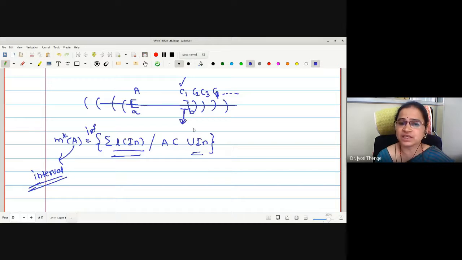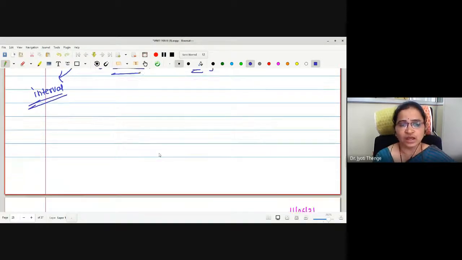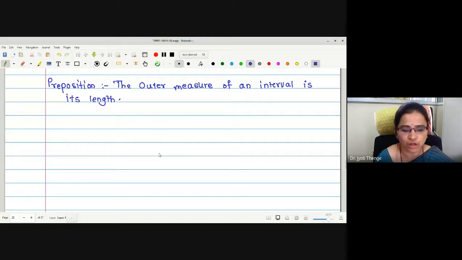This interval is giving us the infimum length, no? The interval itself is giving us the infimum length. Therefore, the outer measure will be the length of the interval itself. If you understand this, it is okay. Otherwise, leave it. Let us go to the proof.